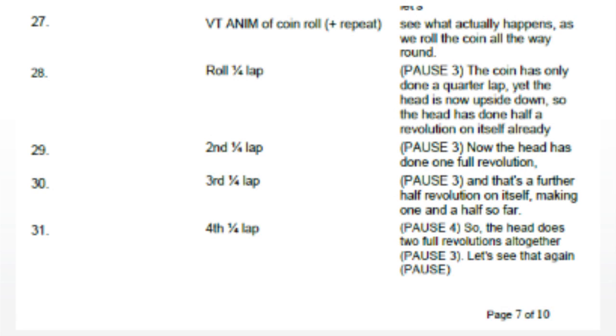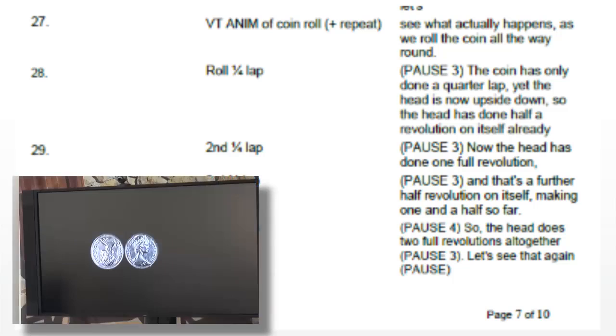While they're thinking about it, let's see what actually happens as we roll the coin all the way round. The coin has only done a quarter lap, yet the head is now upside down. So the head's done half a revolution on itself already. Now the head's done one full revolution. And that's a further half revolution on itself, making one and a half so far. So the head does two full revolutions altogether.